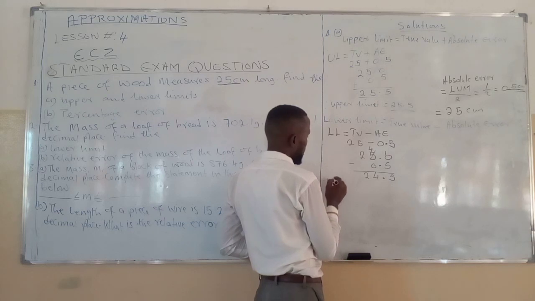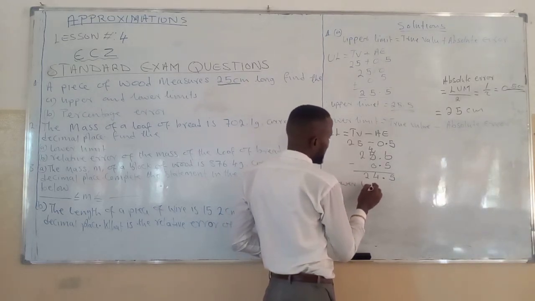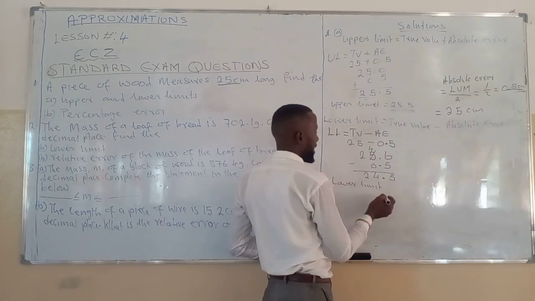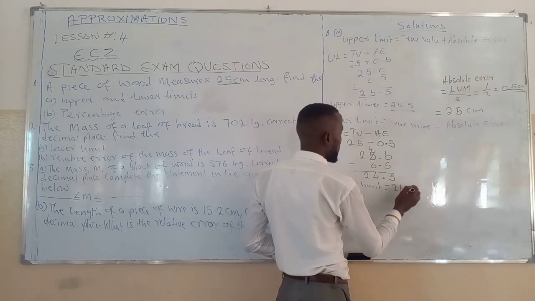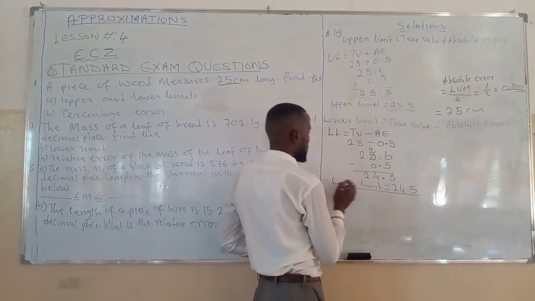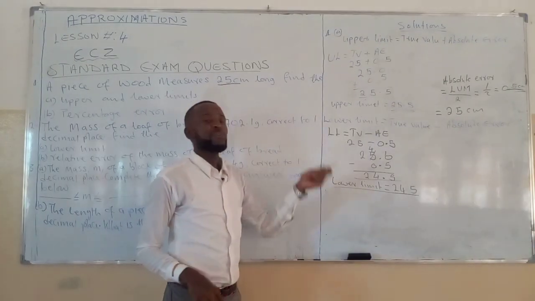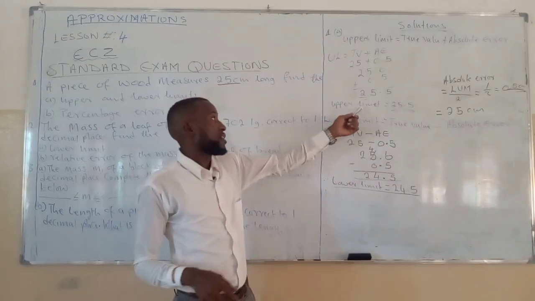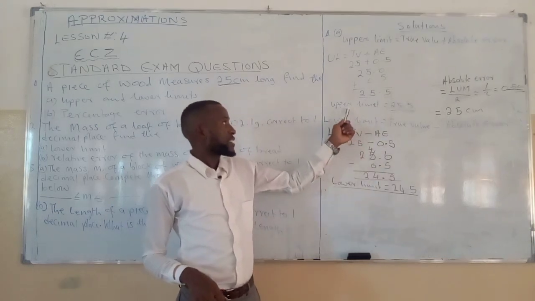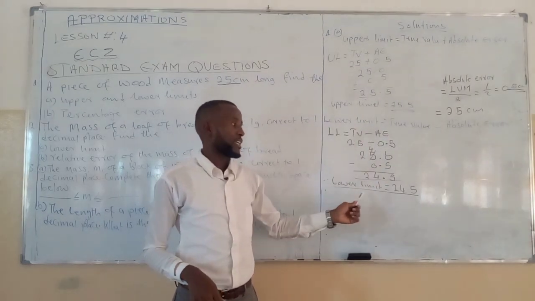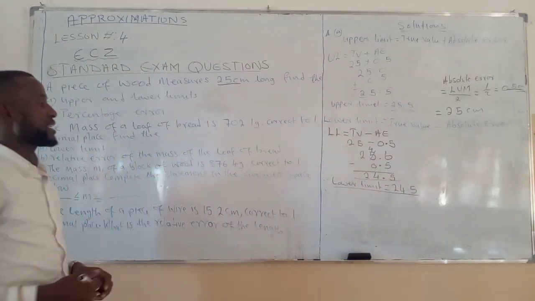So, therefore, the lower limit, or the minimum, sometimes they may ask, is equal to 24.5. Sometimes they may say find the minimum value or the maximum value. Just know that they are talking of maximum upper limit, minimum lower limit. So this is how we find the upper and lower limit. Hopefully I have made that clear.